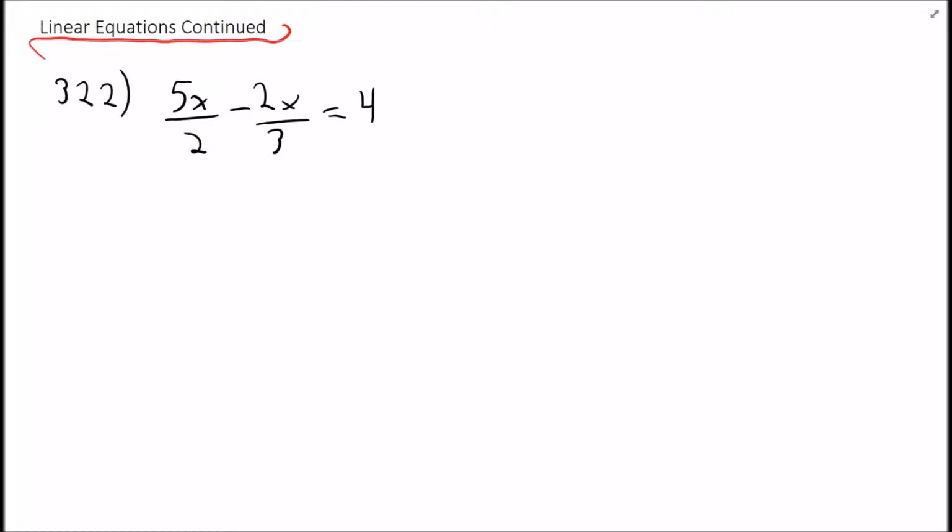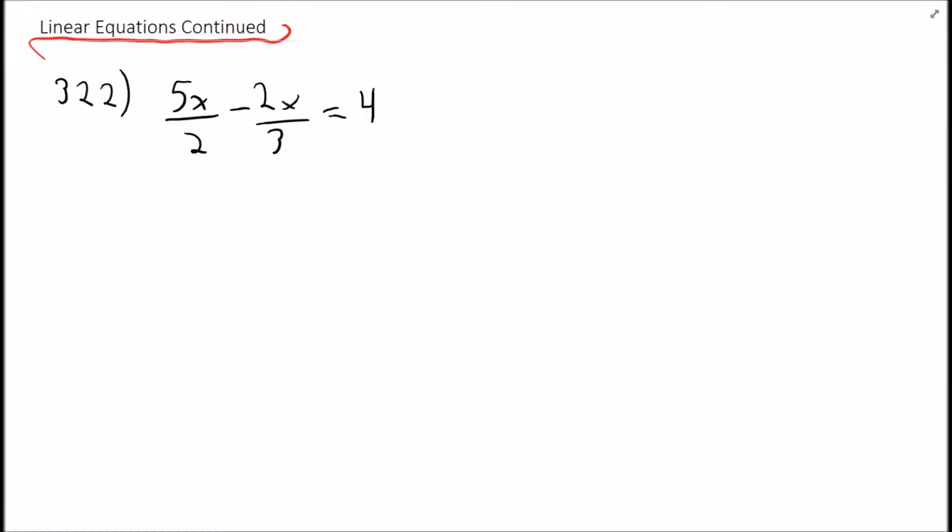Continuing with linear equations, we're going to be working on the questions on page 39 and 40. So let's do a couple of the actual questions. I'm going to do number 322. So 322 was 5x over 2 minus 2x over 3 is equal to 4.